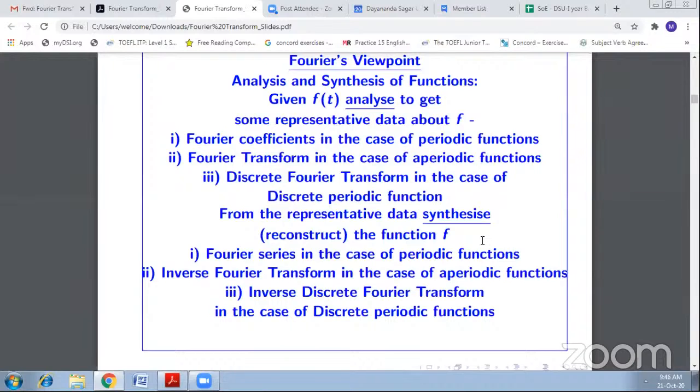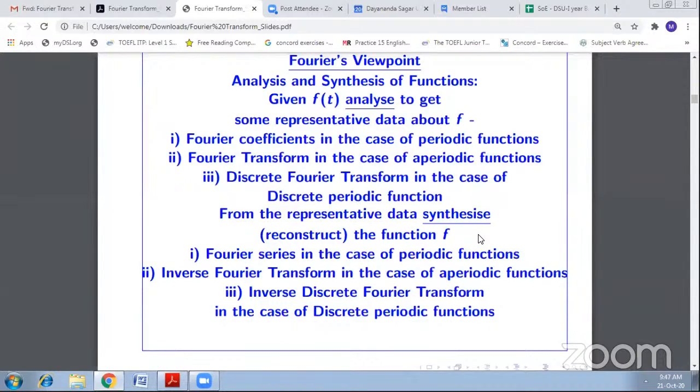The reconstruction process is the Fourier series. Knowing the Fourier coefficients, we construct the function back through the Fourier series. In the case of an aperiodic function, knowing the Fourier transform, you use the inverse Fourier transform to construct the function back. And in the case of discrete periodic functions, we use the discrete inverse Fourier transform to construct the original function. So you use this idea of analyze and synthesize.